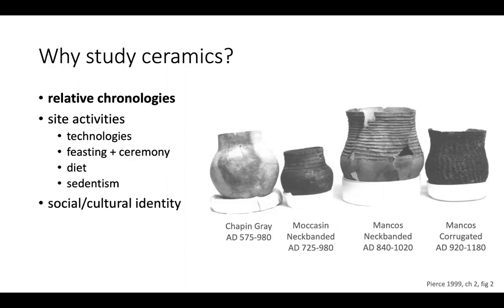So one way in which ceramics are very useful is relative chronologies. Ceramics can be the basis of relative chronologies. Here's an example of how cooking pots from the Mesa Verde region help to generally tell time periods. The oldest example, Chapin Gray, is the least elaborated on its surface. And as you move to the right through time, you get all the way to Mancos Corrugated, which is fully corrugated and indented over its entire surface. So older to younger. That's just one example.